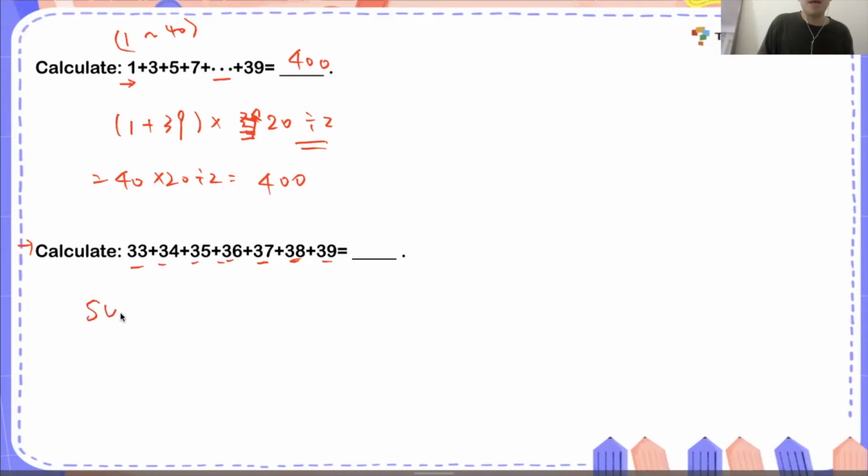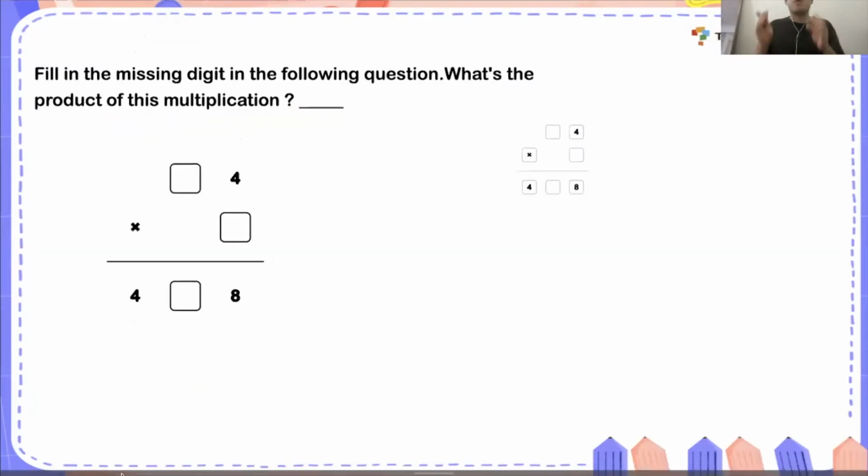So what is the middle method? We should first find the middle number in this arithmetic sequence, right? So which number is the middle number? 36. That is the fourth term. So 36 times 7. Great. That is 252. Great, all of you. And we can move to the next part.